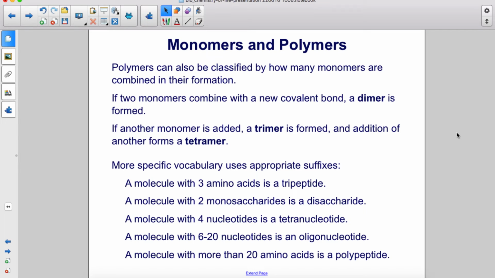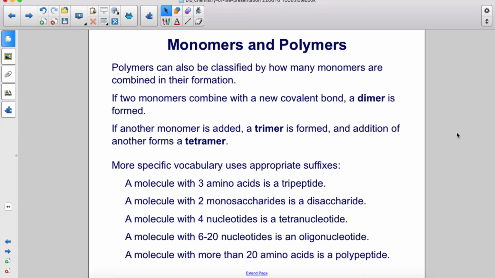Polymers can also be classified by how many monomers are combined in their formation. If 2 monomers combine with a new covalent bond, a dimer is formed. If another monomer is added, a trimer is formed, and addition of another forms a tetramer. More specific vocabulary uses appropriate suffixes. A molecule with 3 amino acids is a tripeptide.